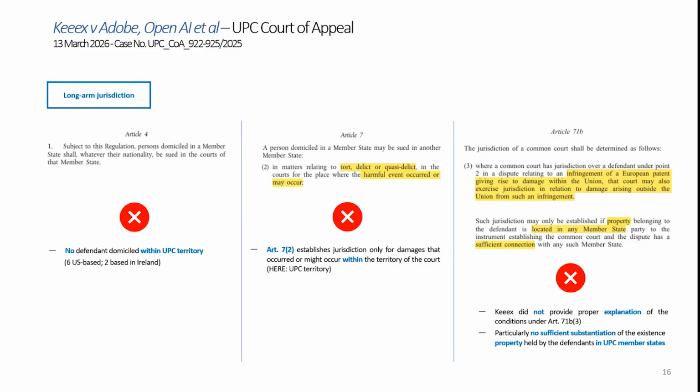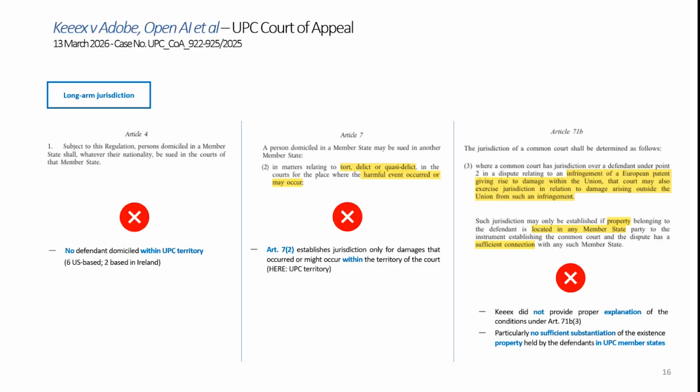This was not applicable here either, because the UPC noted that also according to the case law of the Court of Justice of the EU, this provision establishes jurisdictions only for damages that occurred within the territory of the court. So you can attract, let's say, jurisdiction even eventually for a defendant that is domiciled outside of the jurisdiction of the UPC, but only as far as damages that occurred or might occur within the UPC territory. So this does not apply to the long arm part that we discussed already, because these are exactly damages that occurred or might occur outside of the UPC territory.